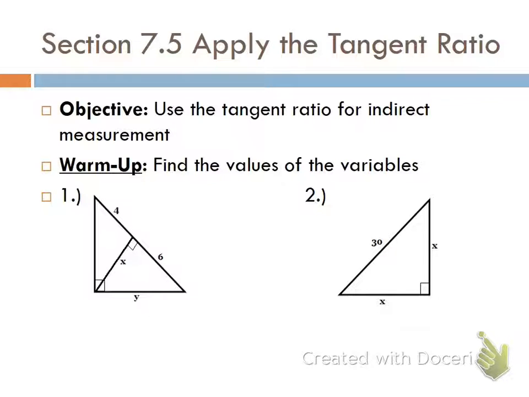Section 7.5 talks about our first trigonometric ratio, which is the tangent ratio. So we will use the tangent ratio for indirect measurement. To start off, we are finding values of variables in these right triangles.